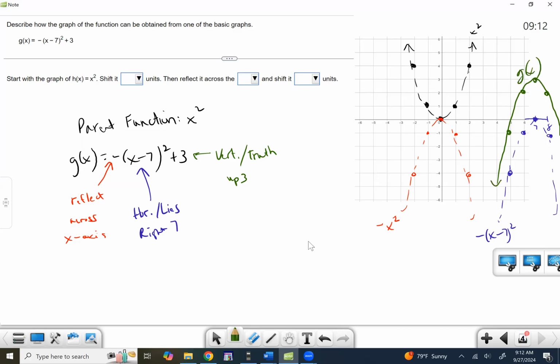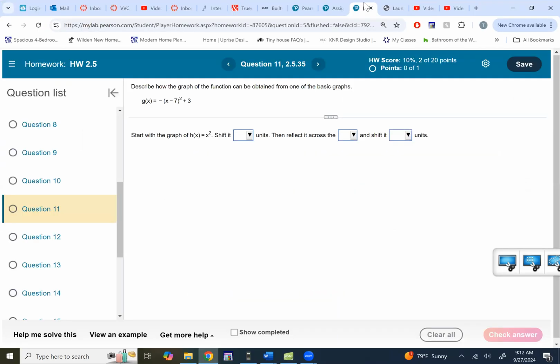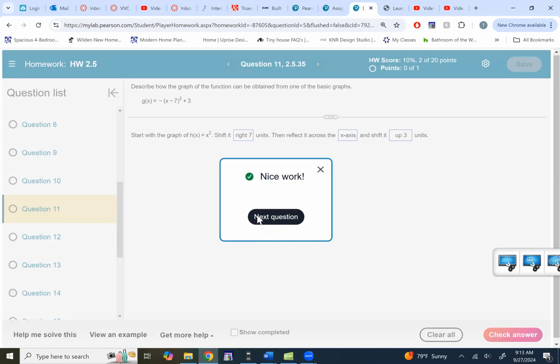Okay. So let's go pick out what we need to pick out from my lab math. Okay, so we said we're going to shift it right 7. We're going to reflect across the x. And then we're going to shift it up 3. Hey, we didn't even have to graph it.